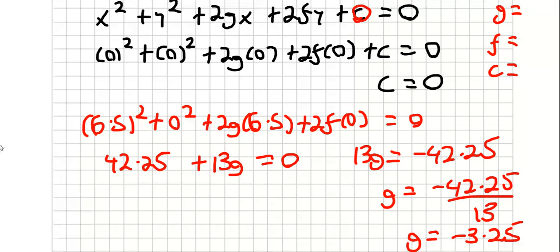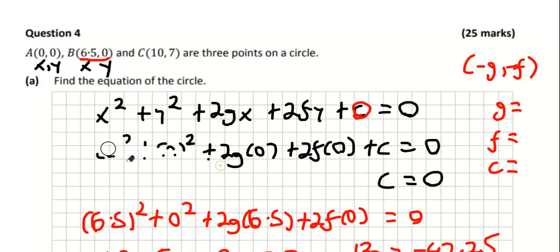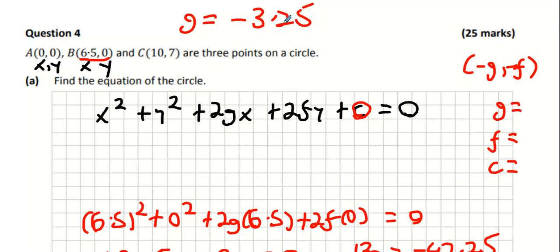Now that I know the g value is minus 3.25, I'm just going to reuse all this again. Now we know that the c value is 0, which I have in red, and we now know that g is minus 3.25, and that would mean that 2g would be minus 6.5. So see this 2g here? I'm going to rub it out and replace it with minus 6.5.